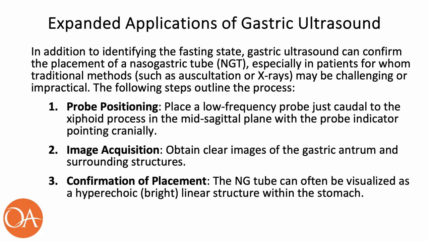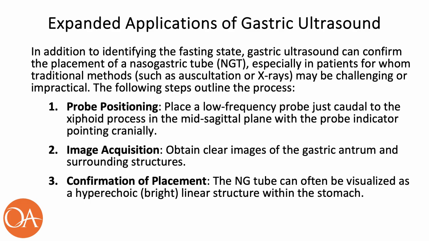In addition to identifying the fasting state, gastric ultrasound can be used to confirm the placement of a nasogastric or NG tube. Studies show that ultrasound confirmation of NG tube placement is feasible in almost 90% of the patients in acute care settings. Furthermore, ultrasound has shown a sensitivity of 93% and a specificity of 97% for confirming NG tube placement compared to chest radiograph.